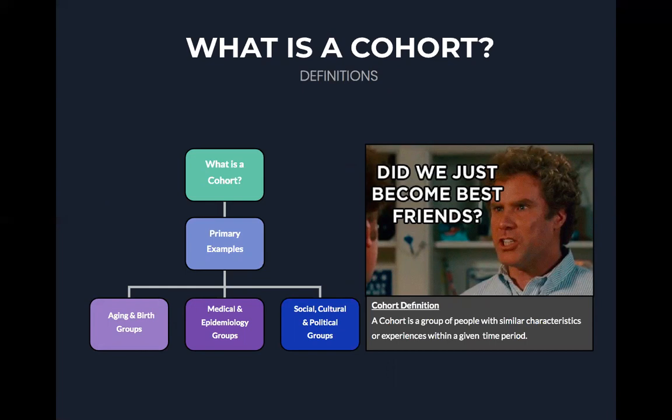Now, a cohort is simply a group of people or items that share similar characteristics or experience within a given time period. When it comes to cohort studies, generally the most common cohorts you'll see relate to birth and aging, and medical and epidemiology studies, so obviously very relevant to the coronavirus and everything that's going on at the moment. They also look at social, cultural and political change over time.